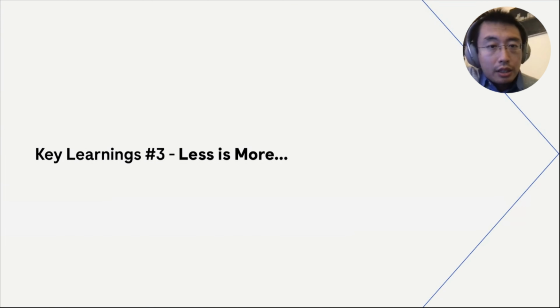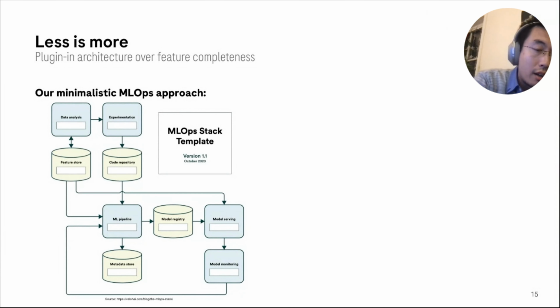The third key learning we would like to share here is less is more. And by the way, this is also why we are only going to share 3 learnings today and not more. When we started our MLOps journey almost 4 years ago, we wanted to start small. So we found an MLOps stack template that we think is minimalistic enough to begin with. By the way, I think this template from Valohai is still being referenced quite frequently nowadays.